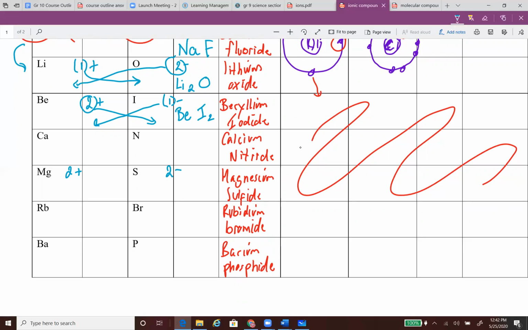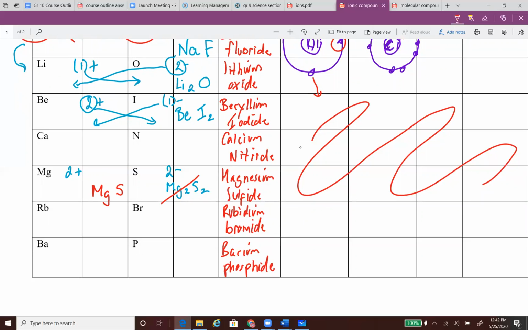Now, according to what I said, you flip the numbers, right? So if I flip them, well, they're both 2 and 2. So that would be Mg2S2. But here's what we can do with ionic compounds. If the numbers are the same, or if they're divisible by something, then we could reduce it. So I noticed that in Mg2S2, the number 2 is divisible by 2. So what I could do is I can actually write it as just MgS.